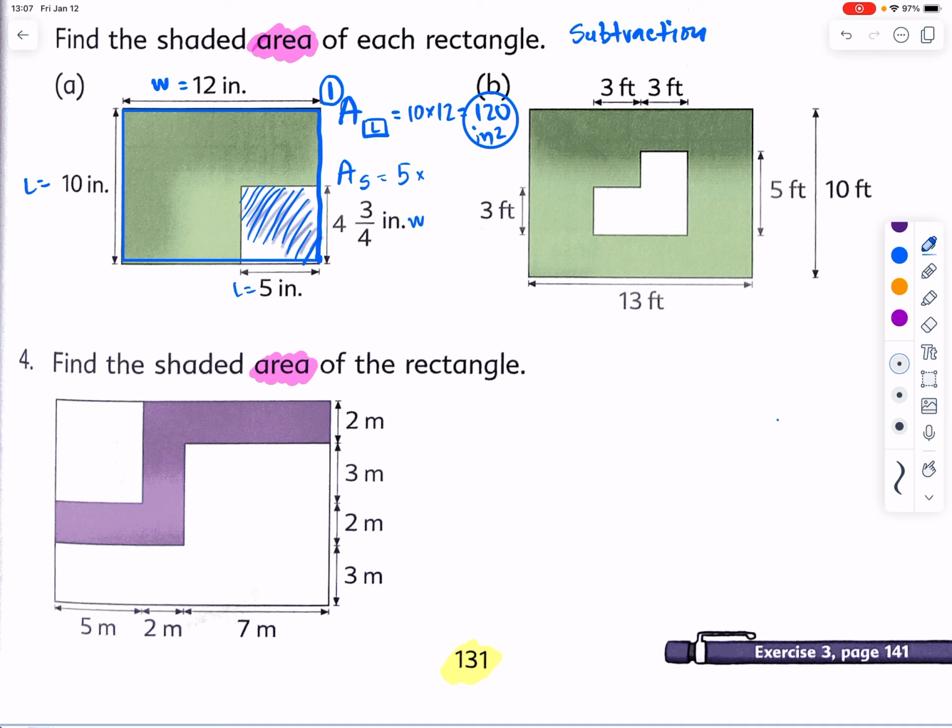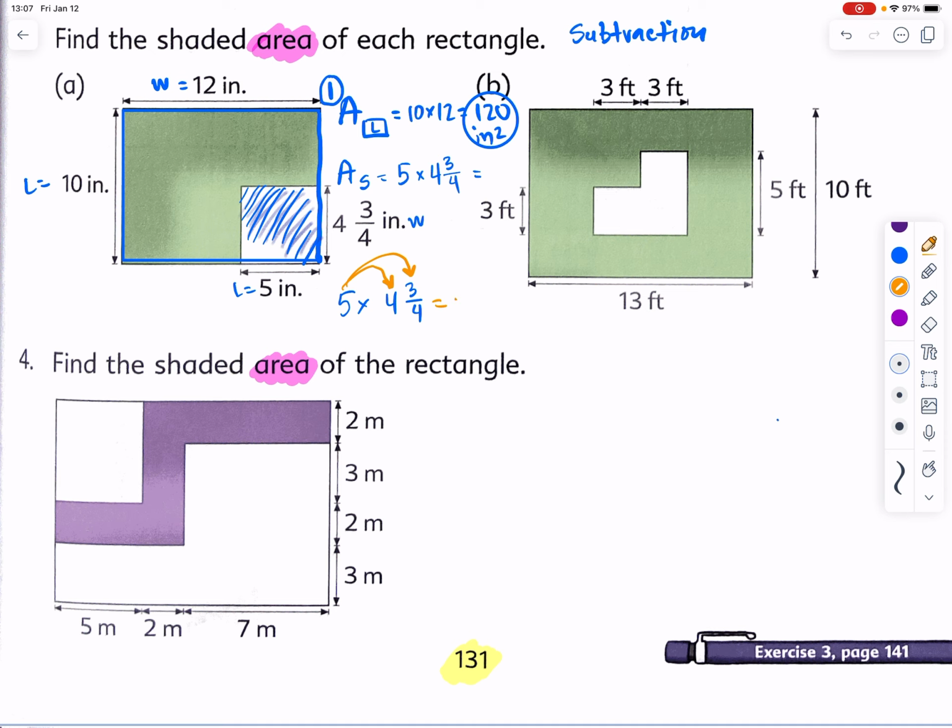Whole number 5 is the length, times 4 3/4. This is where you get to use your multiplication of fractions, mixed numbers, and whole number skills we learned in the previous unit. So sometimes I'm going to write it out big. 5 times 4 3/4. This is how I prefer to multiply a whole number by a mixed number. I go step by step.